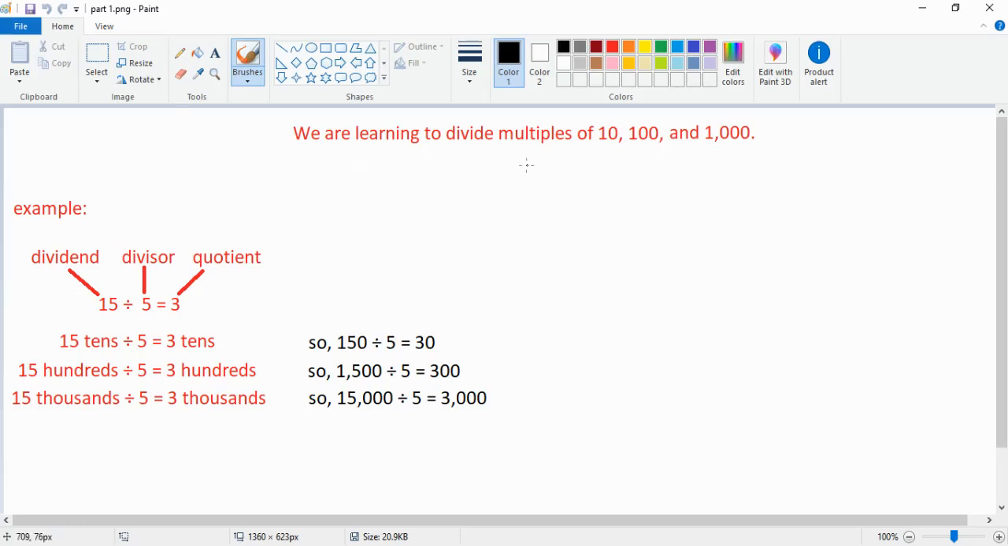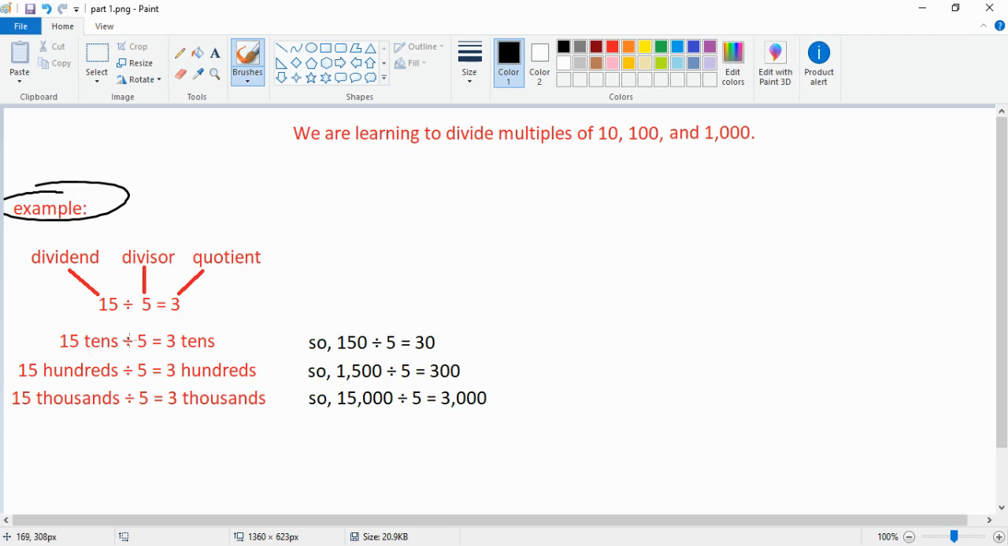We are learning to divide multiples of 10, 100 and 1000. We have an example here, just some vocab. If we have 15 divided by 5 and we know it's equal to 3, well the total amount that we are sharing is called the dividend. The number of groups that we're sharing it into, the number we're dividing by, is called the divisor. And the total amount in each group that is shared equally is called the quotient.